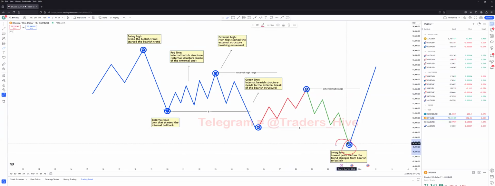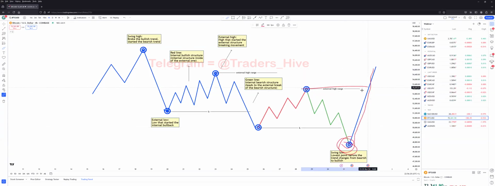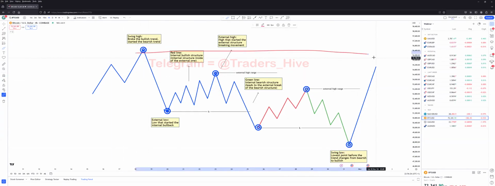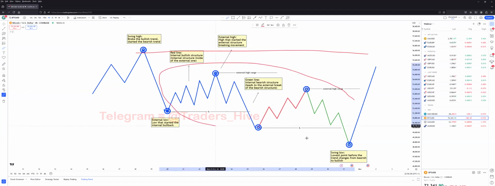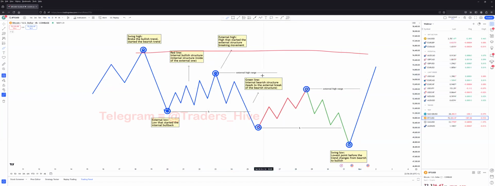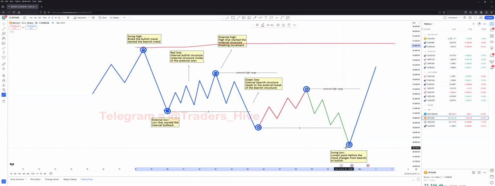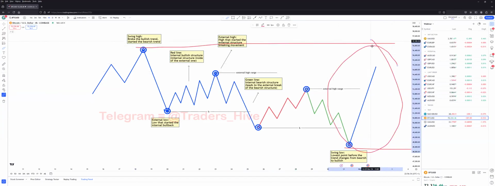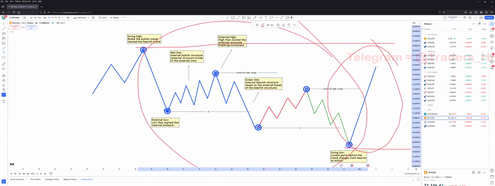Swing low point will be the lowest point before the trend changes from bearish to bullish. So for example, if price comes up and breaks the previous external highs range, then this will be the swing low point, and a pullback can be expected all the way up to the swing high point, and price will sweep out this overall internal liquidity, because in this case, everything that happens in between the swing high and the swing low will be the internal structure of the swing structure.